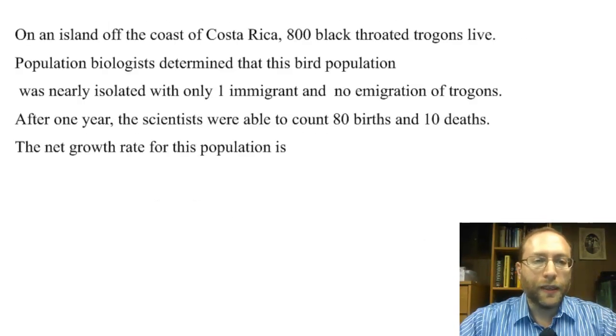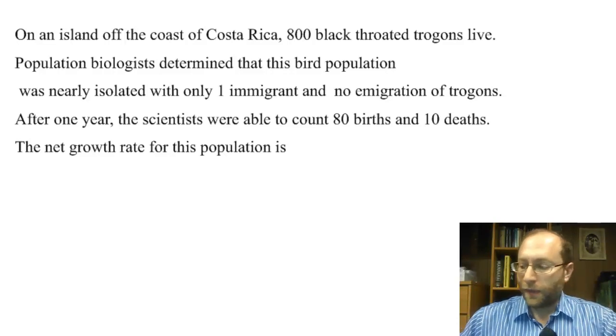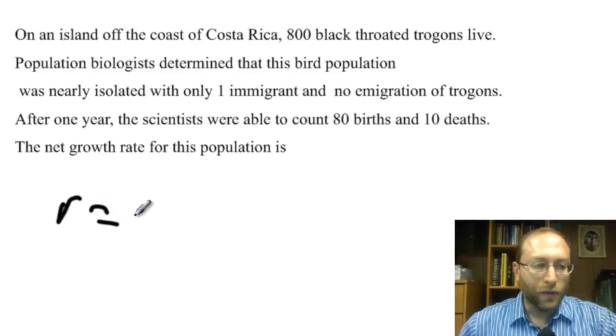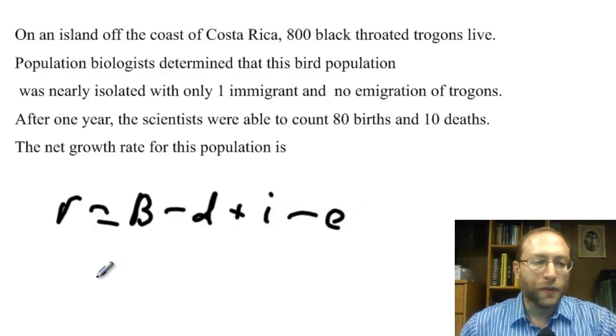So here we have a problem that involves the formula. On an island off the coast of Costa Rica, 800 black-throated trogons live. Population biologists determined that this bird population was nearly isolated, with only one immigrant and no emigration of trogons. After 1 year, scientists were able to count 80 births and 10 deaths. The net growth for this population is, say that the rate equals births minus deaths plus the immigrants minus the emigrants.